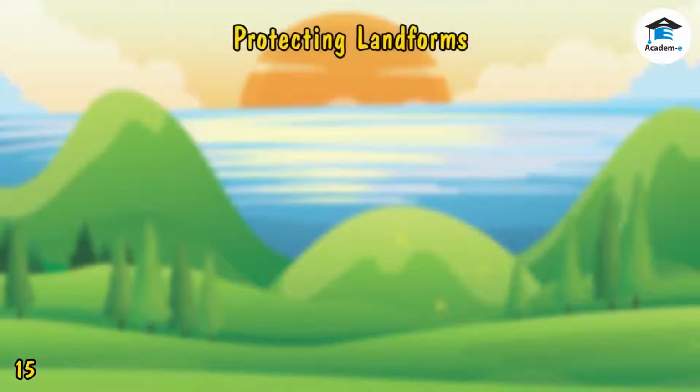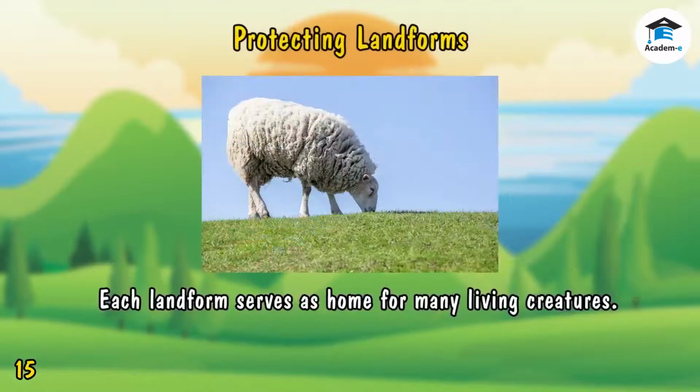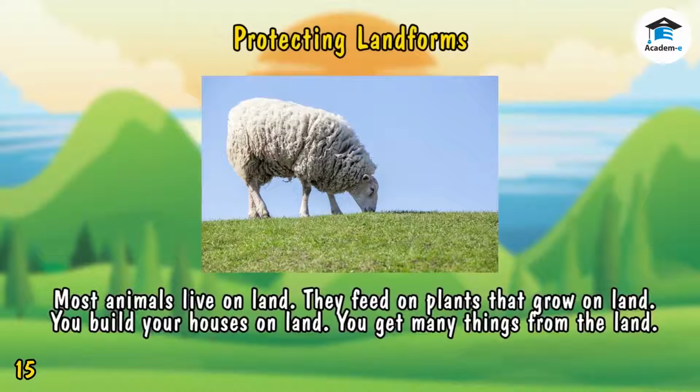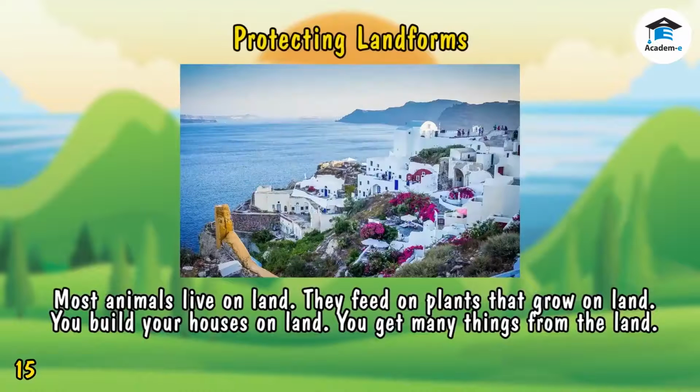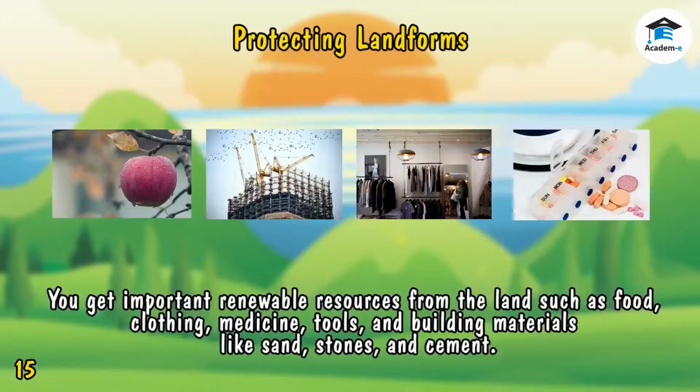You have learned the various landforms on Earth. Do you think these landforms are important? Each landform serves as home for many living creatures. Most animals live on land. They feed on plants that grow on land. You build your houses on land. You get many things from the land. You get important renewable resources from the land such as food, clothing, medicine, tools, and building materials like sand, stones, and cement.